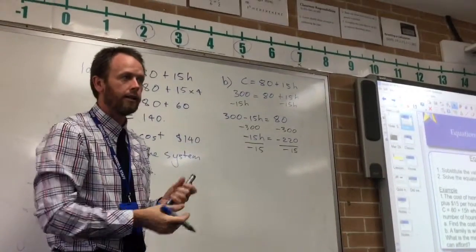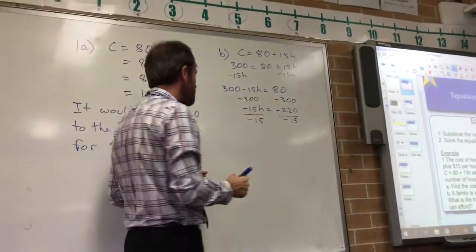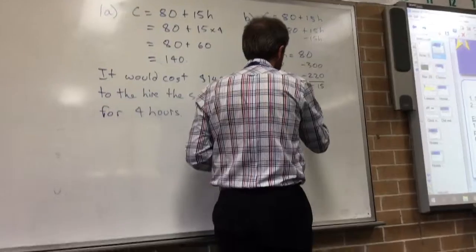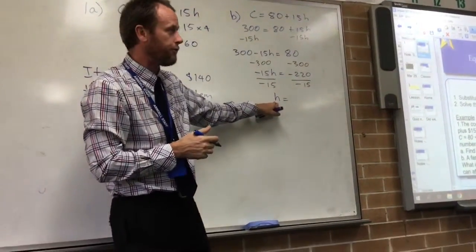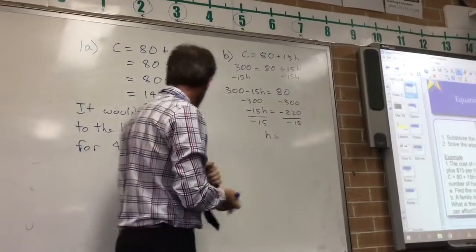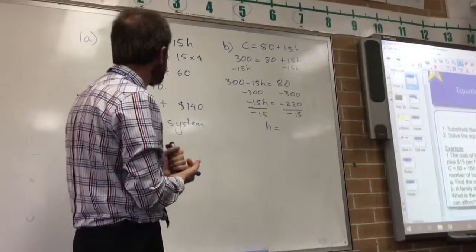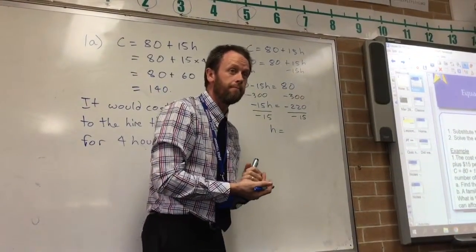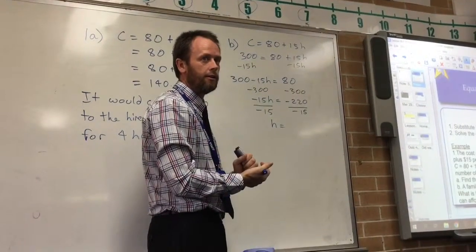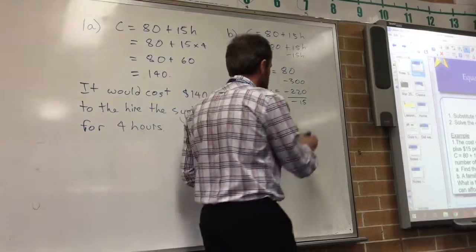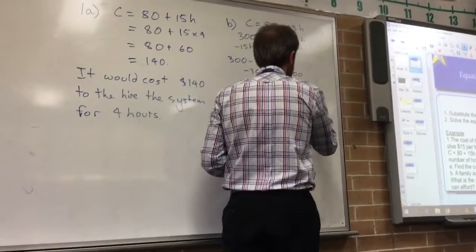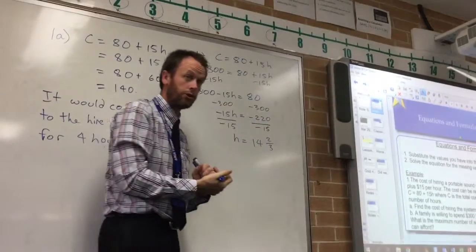Hopefully somebody's got a calculator out and can tell me in a moment what this is equal to. The number of hours that I can hire this for. 220 divided by negative 15. What does that give me? So I'm getting it for you. Great, thank you. 14 hours, and a bit. So it's actually about 14 and 2/3.